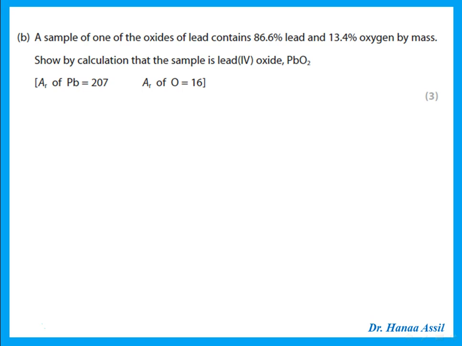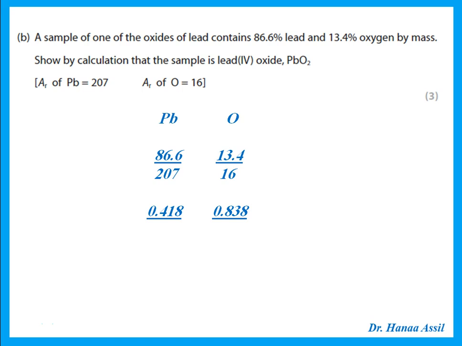A sample of one of the oxides of lead contains this percentage of lead and this percentage of oxygen. Show by calculation that the sample is PbO2. That means calculate the empirical formula. How do we calculate the empirical formula? You write the percentages. And then the first thing you do is what? Divide by molecular mass or the atomic mass. He already gives me that the atomic mass is 207 for lead and 16 for oxygen.